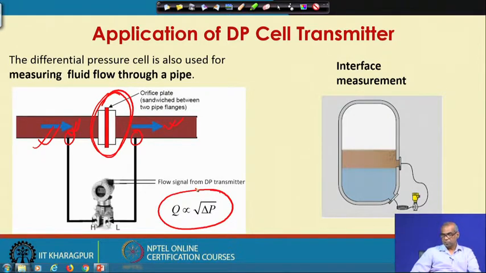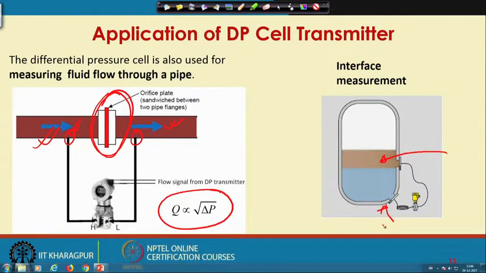Similarly, it is also possible to locate the interface using a DP cell. These are two pressure sources which go to the DP cell, higher side, lower side.